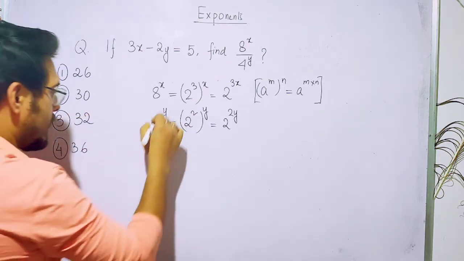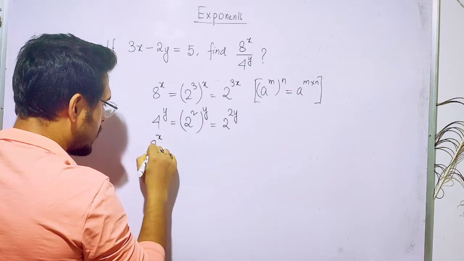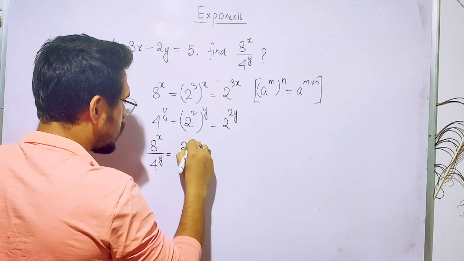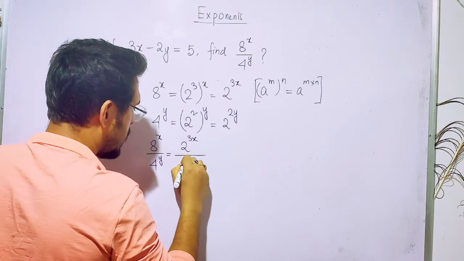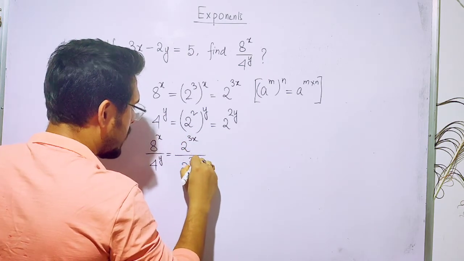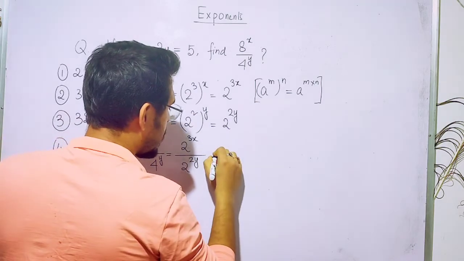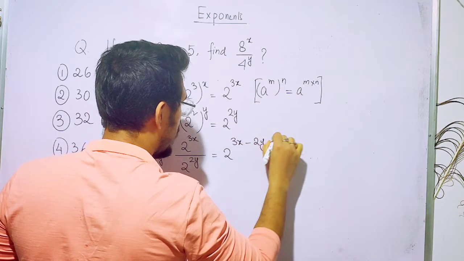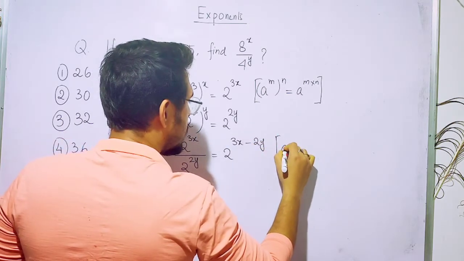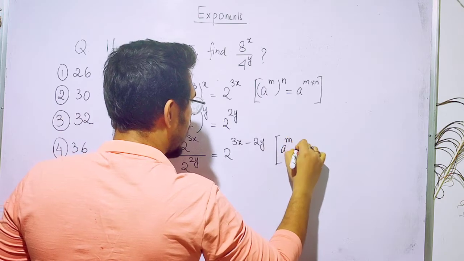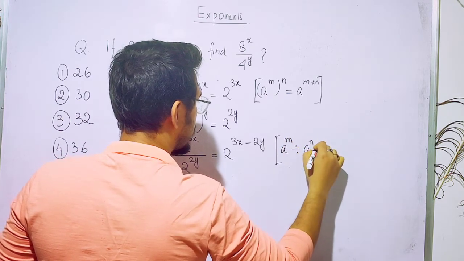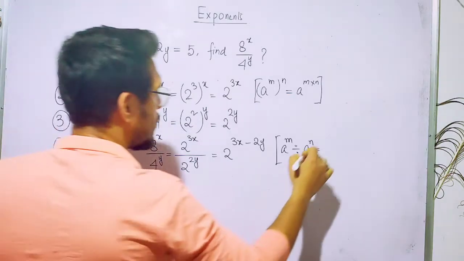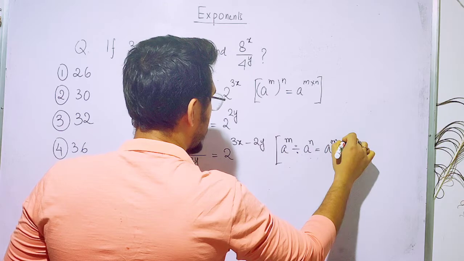So if we put them together, 8 to the power of x over 4 to the power of y will be 2 to the power of 3x over 2 to the power of 2y. Now again we can put it in this format, 2 to the power of 3x minus 2y. How? With the help of exponent rules, a to the power of m divided by a to the power of n is a to the power of m minus n.